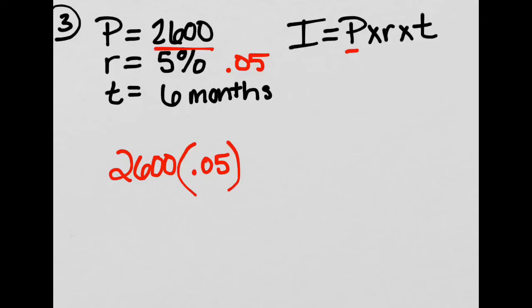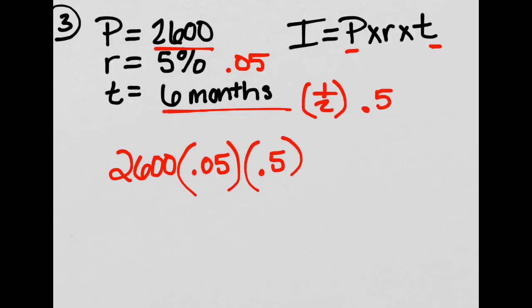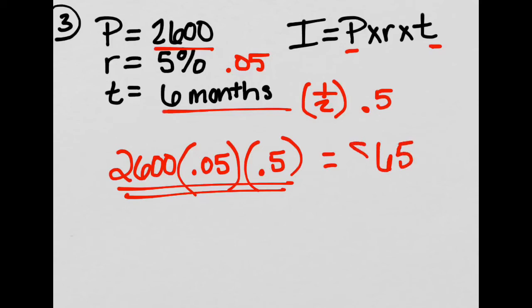So 0.05. And then we have 6 months. Remember, time is in years, so this is half a year. We could say 1/2 or we could say 0.5. So our principal is $2,600, our rate is 0.05 and our time is 0.5. We go ahead and multiply that out on our calculator. Again, I can use my calculator, but I want to make sure that I have each step written down. And my interest is just $65. That's all it's asking for. If it had asked for my total, I would add that back to the principal.